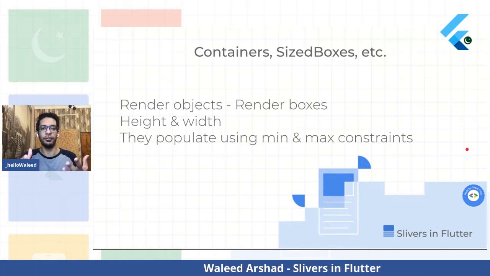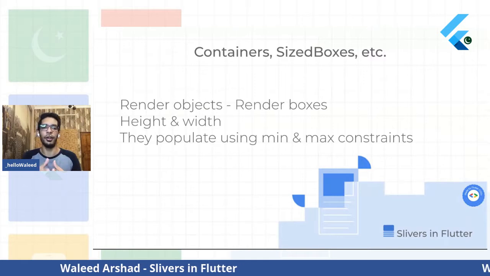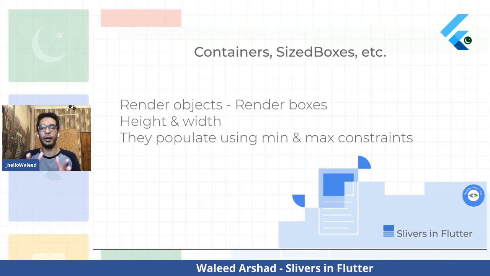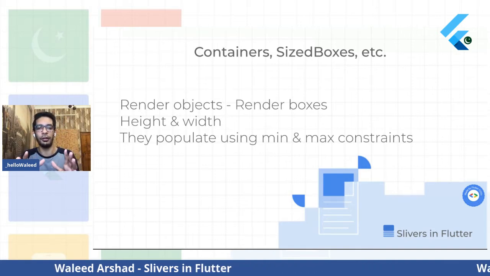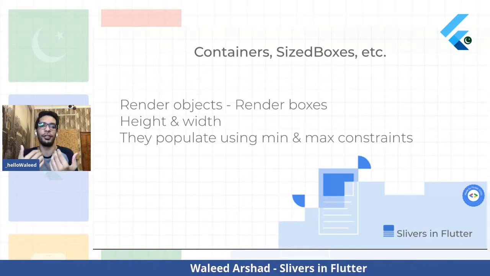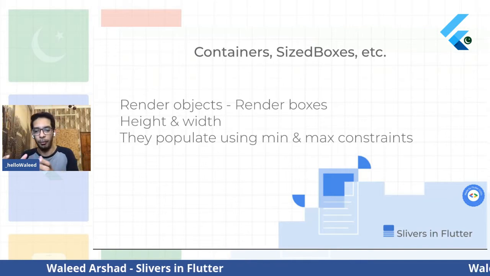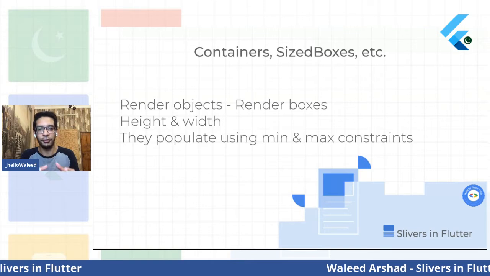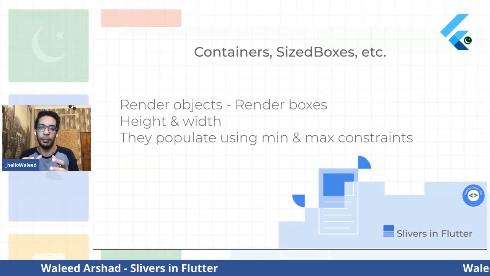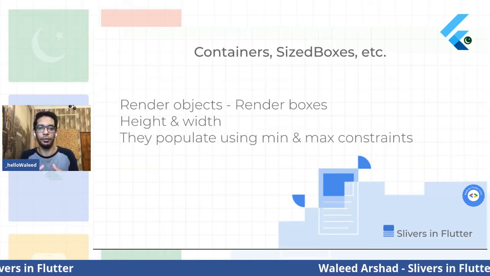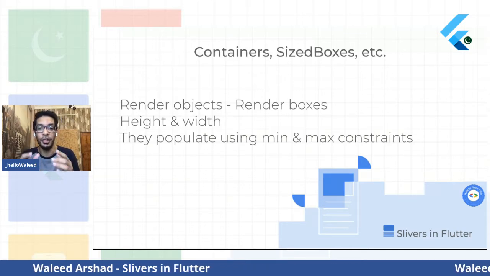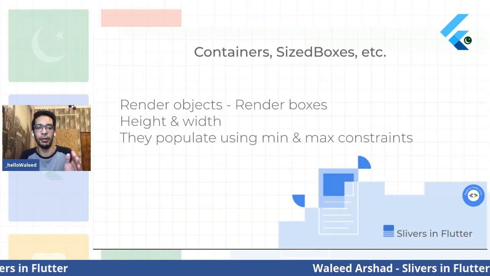Normal widgets, normal size boxes, normal containers, use render boxes, and render boxes inherit from render objects. What do render boxes do? You don't need to worry about heavy terms. Render box is self-explanatory: it says that a box is being rendered. If it's a box, it must have a width and a height. That's why render boxes are populated through min and max constraints. They need to have a fixed, bounded height and width.